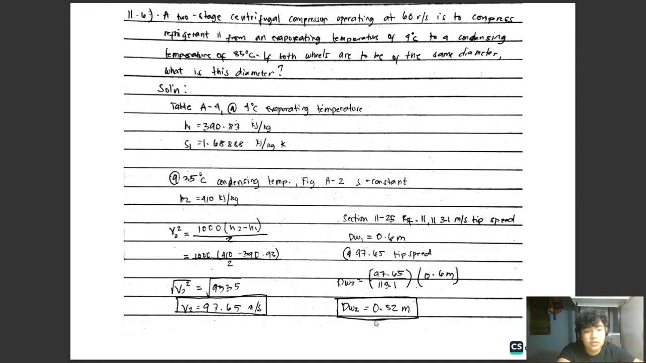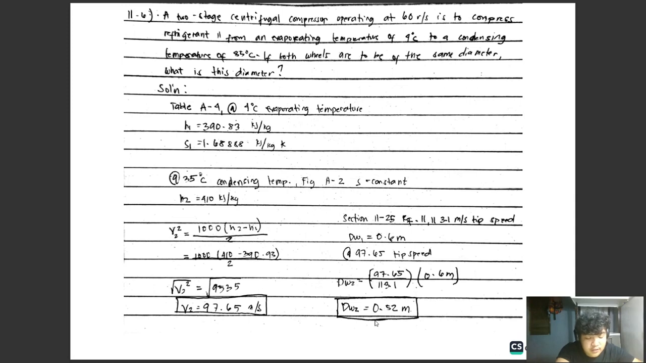So moving on to 11-6. A two-stage centrifugal compressor operating at 60 revolutions per second is to compress refrigerant 11 from an evaporating temperature of 4 degrees Celsius to a condensing temperature of 35 degrees Celsius. If both wheels are to be of the same diameter, what is the diameter?